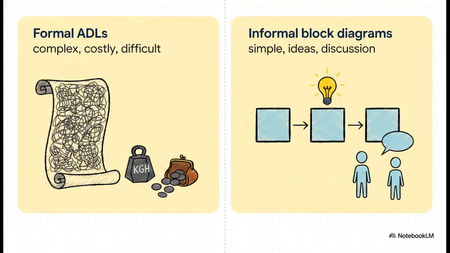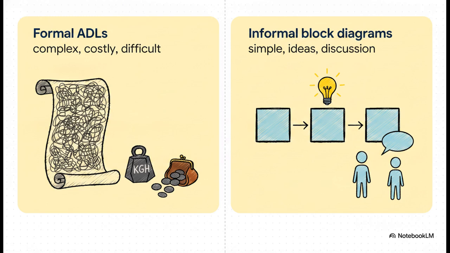Now that we know why we need an architecture, how do we actually go about documenting it? There's a pretty interesting debate in software engineering about this. On one side, we have formal architectural description languages, or ADLs for short. These are highly rigorous and precise, but they are very expensive, incredibly time-consuming, and notoriously difficult for non-technical people to read. On the other side, we have informal block diagrams, basically just simple boxes and arrows.